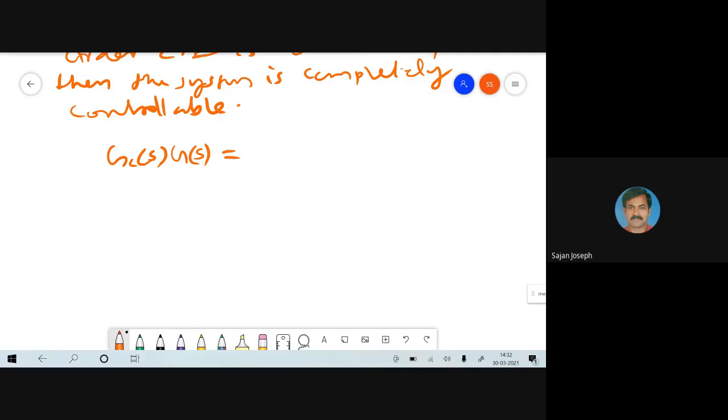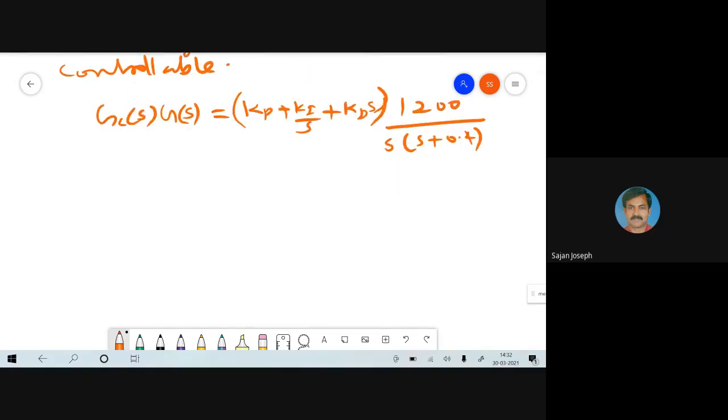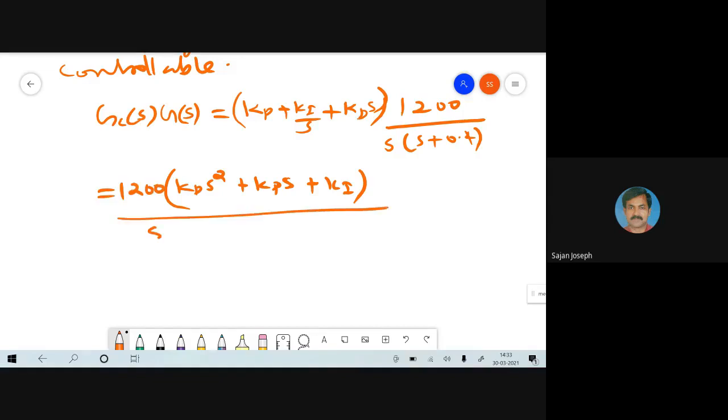With the PID controller, the open loop transfer function will be (Kp + Ki/s + Kd s) multiplied by G(s), which is 1200 / (s(s + 0.4)). When you simplify, you get (Kd s² + Kp s + Ki) multiplied by 1200 divided by s²(s + 0.4).